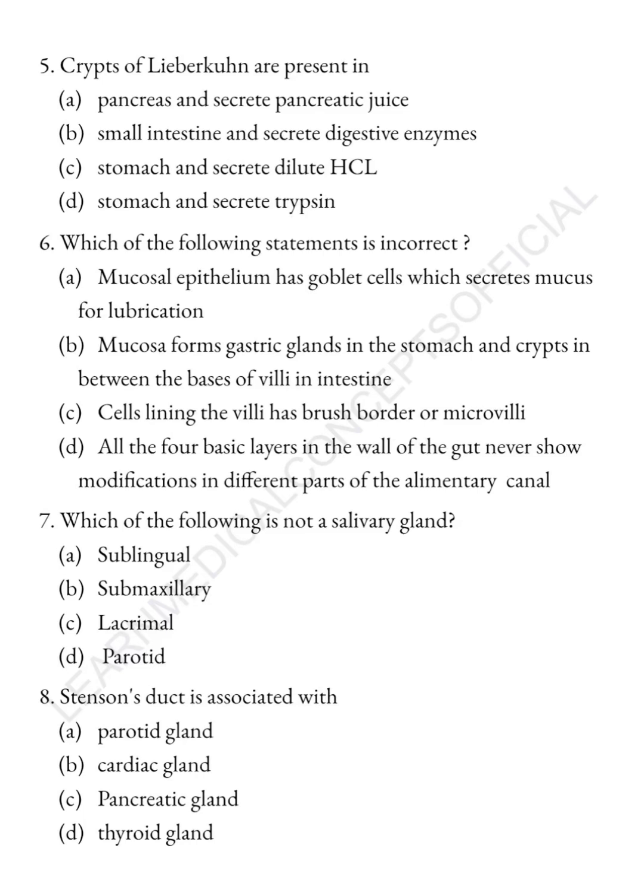Coming to the sixth question, which of the following statements is incorrect? Option A, mucosal epithelium has goblet cells which secrete mucus for lubrication. Option B, mucosa forms gastric glands in the stomach and crypts in between the bases of villi in the intestine. Option C, cells lining the villi have brush border microvilli. Option D, all the four basic layers in the wall of the gut never show modifications in different parts of the alimentary canal. And your time starts now.